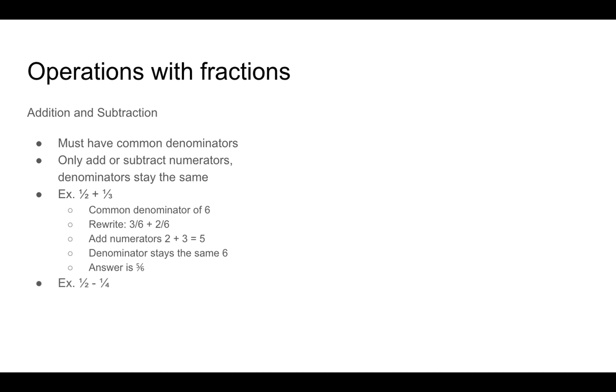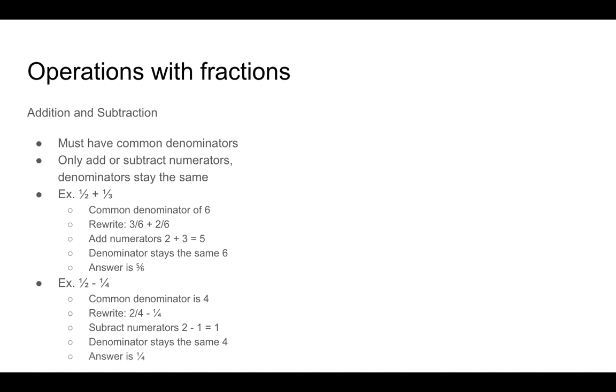Another example with subtraction, 1/2 minus 1/4. The common denominator for 2 and 4 is 4, so we got lucky. This one we don't have to change. 2, we just multiplied by 2. Whatever we do to the bottom, we do to the top. We can rewrite it now. We've got 2/4 minus 1/4. We subtract our numerators. 2 minus 1 equals 1. Denominator stays the same, which is 4. And the answer is 1/4.